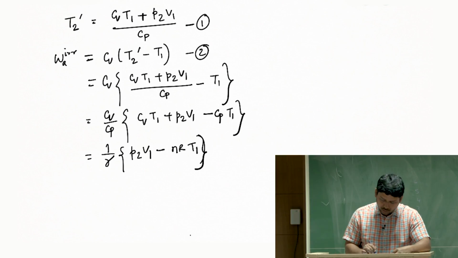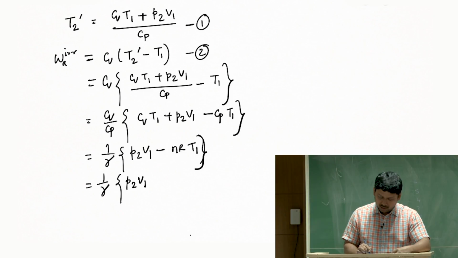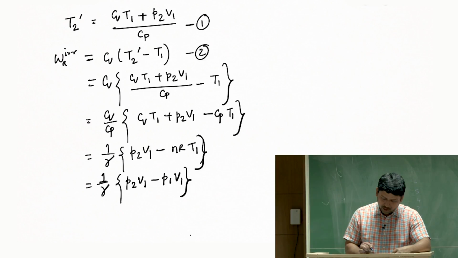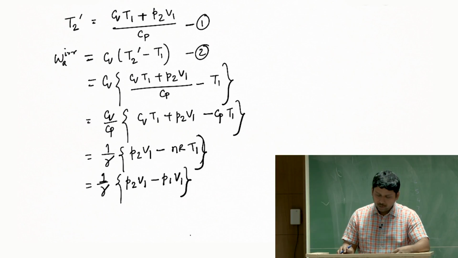Now, again using the ideal gas equation of state, we can get nRT1 is P1 V1. So, we get P1 V1. So, now this is the work done for an irreversible adiabatic process.